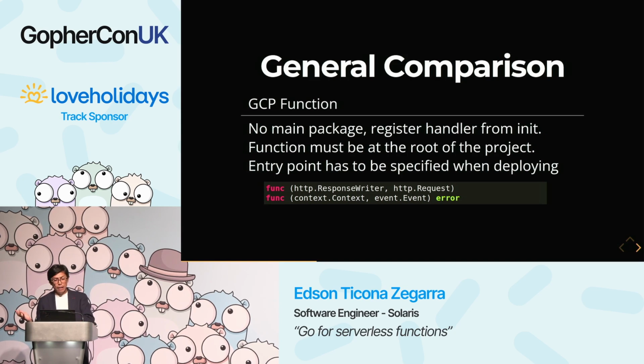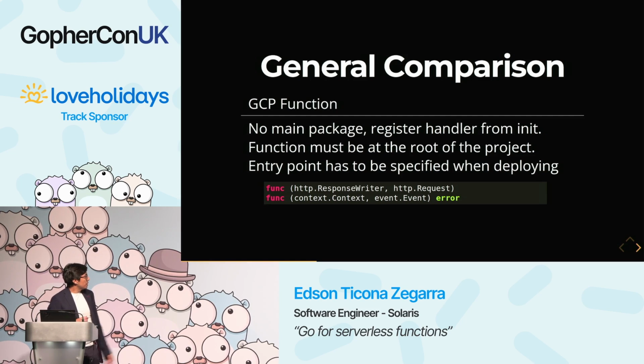But you also have to initialize your handler from the init function. We're going to talk a bit about this special function. And they have also a bunch of requirements, like your function must be at the root of the project, and the entry point has to be specified when deploying. I just want a simple program, like a standard program. Why should I stick to these weird conventions?